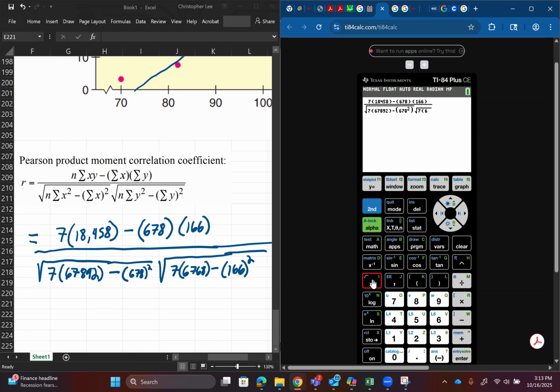So this is the 6, 7, 6, 8, close parentheses. 7 first, no? Okay. If you put the 6, 7, 6, 8 first, technically it's the same thing, because 3 times 2 is the same as 2 times 3. You know?